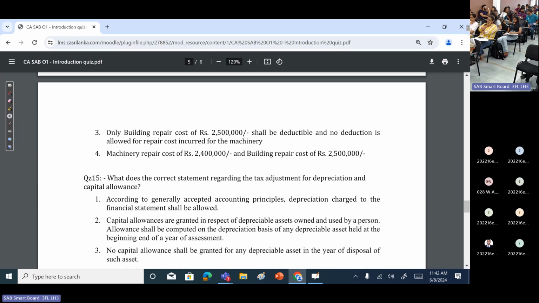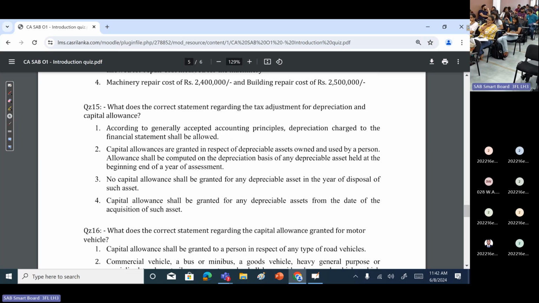Because answer is 1. Then what is the correct statement regarding the tax adjustment for depreciation and capital loss? According to the generally accepted accounting principle, depreciation of the financial statement shall be allowed. It's wrong, right? Depreciation is provision. Even though we are accepting the financial statement prepared as per generally accepted reporting framework, depreciation is not allowed. Provision. Capital allowances are granted in reference to depreciable assets owned and used by the person.